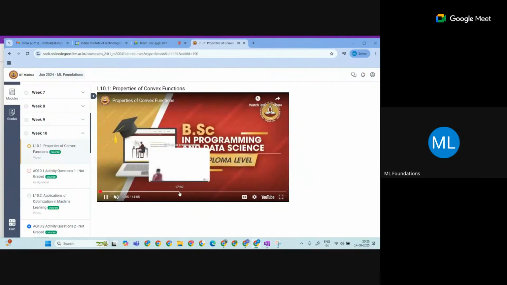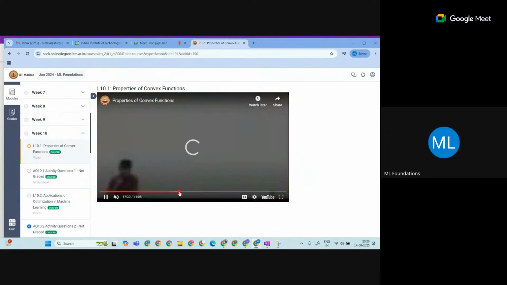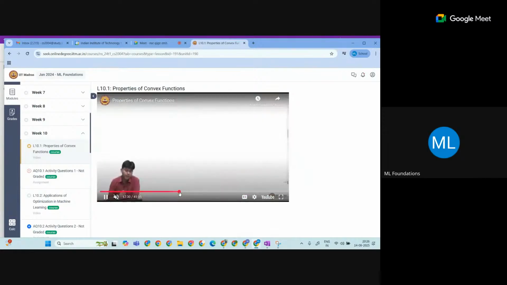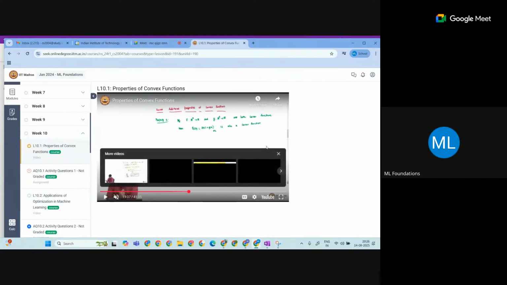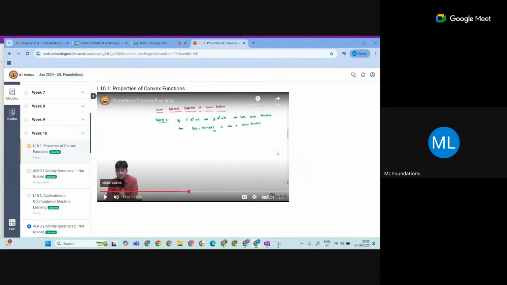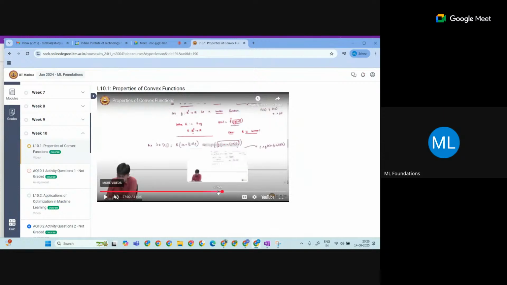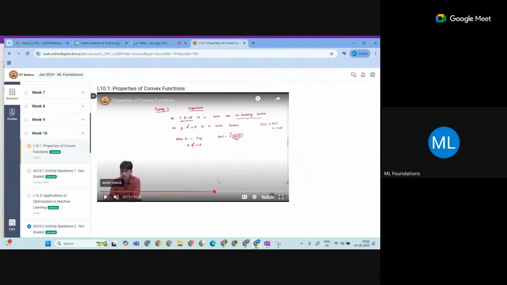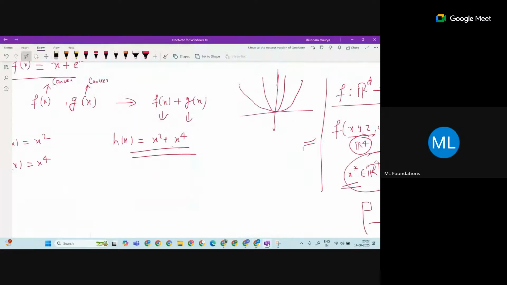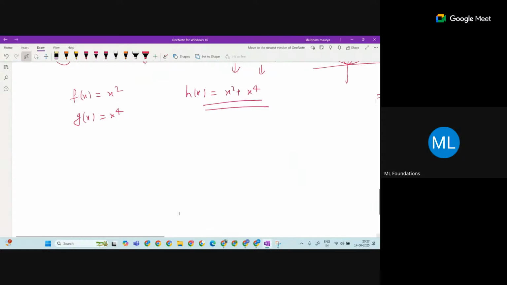So again, this composition will help you to break your problem into a simpler form. Sometimes your functions look very complex, so you can break your problem into a simpler form. So this is for addition, and two conditions are needed for composition. So there's the second property we can say.